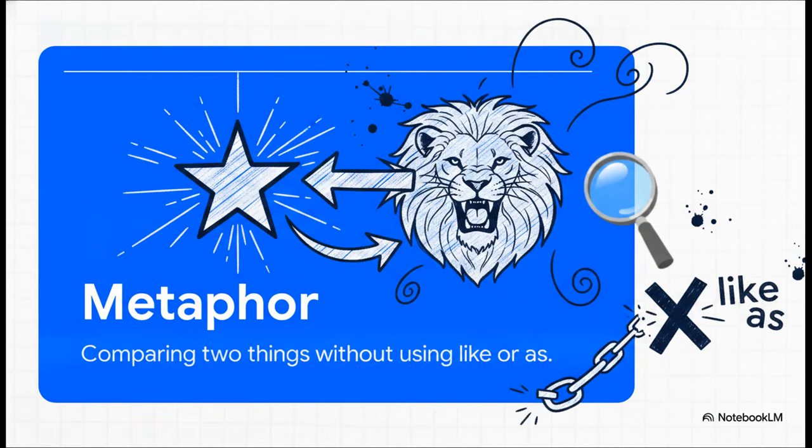But what if a poet wants to make an even bolder claim? Well, that's exactly where the metaphor comes in. A metaphor skips the like or as entirely. It just straight up states that one thing actually is another. It fuses two completely distinct ideas together to create a singular, incredibly powerful image.